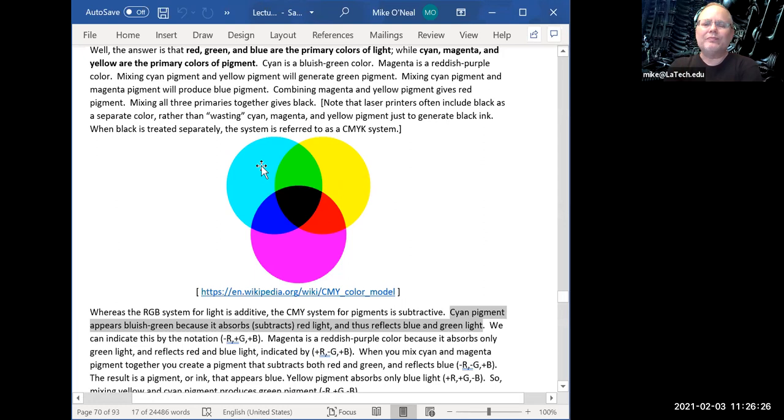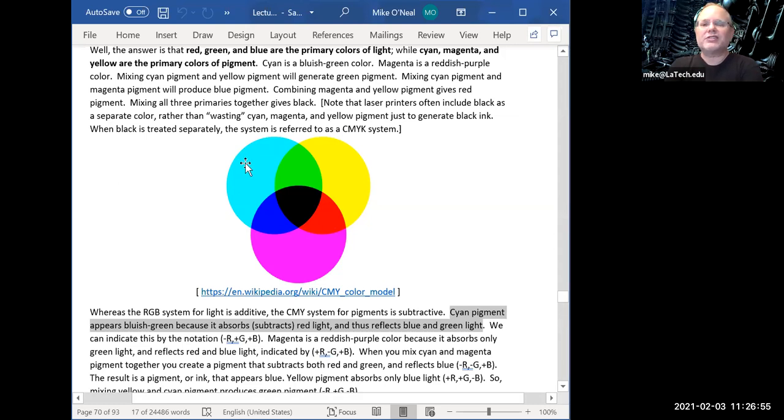But what happens if you mix cyan and yellow together? Well, again, cyan is subtracting red and yellow is subtracting blue. So if you subtract red and blue, what do you see? What do you get? You get green. Okay, and it works the same way. I mean, if I were to take cyan and magenta, right?